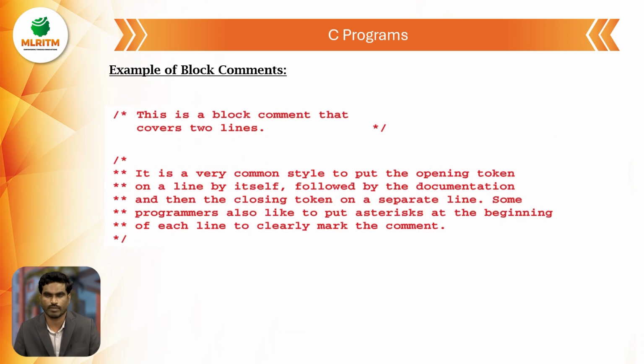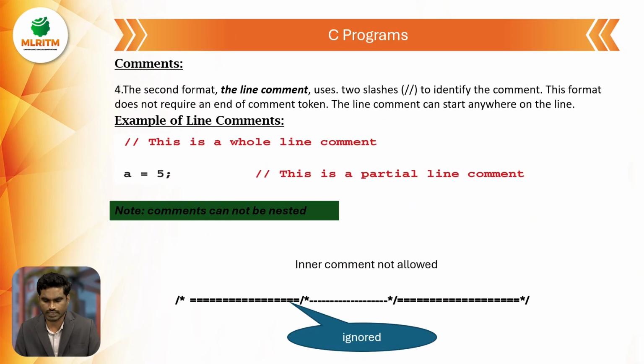Next example: this is a block comment that covers 2 lines. It is a very common style to put the opening token, and you can write multiple lines. For writing multi-line comments, you can use slash star and end with star slash. Next, the second format, the line comment, uses 2 slashes. These 2 slashes are used for single line comments.